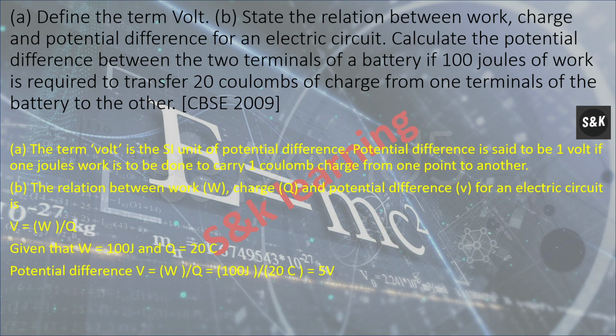Define the term volt. State the relation between work, charge, and potential difference of an electric circuit. The volt is the SI unit of potential difference. Potential difference is said to be 1 volt if 1 joule of work is done to carry 1 coulomb charge from one point to another. B. State the relation between work, charge, and potential difference. The relation between work, charge, and potential difference in an electric circuit is volt equals W by Q. Given that W equals 100 joule and Q equals 20 coulomb, the potential difference equals 5 volt.